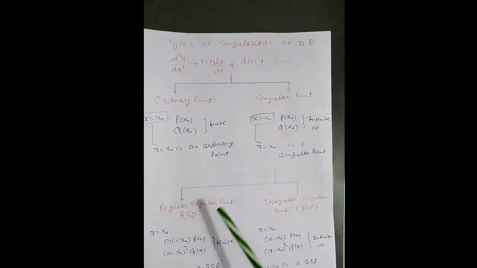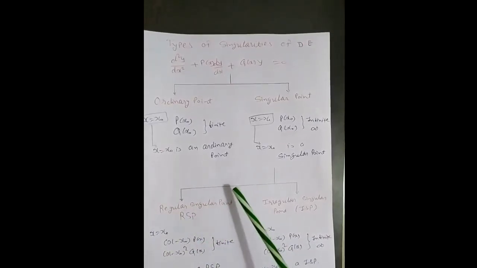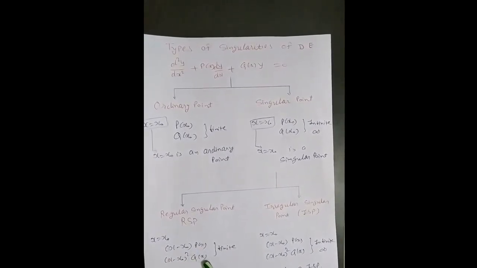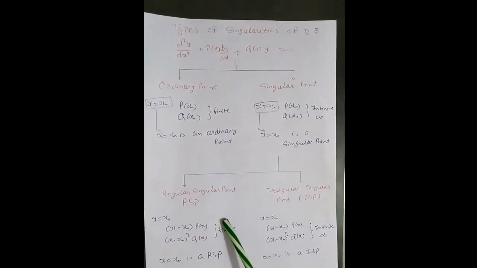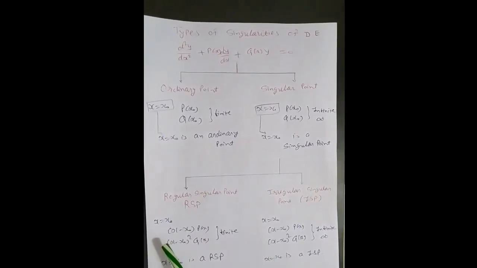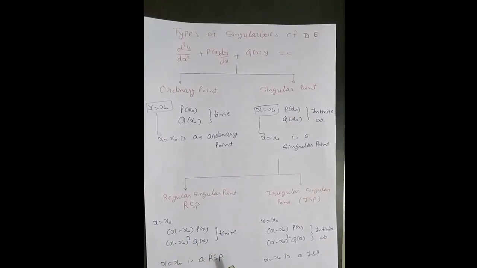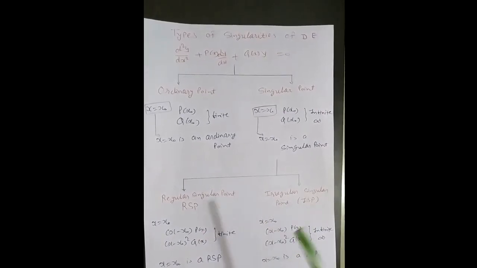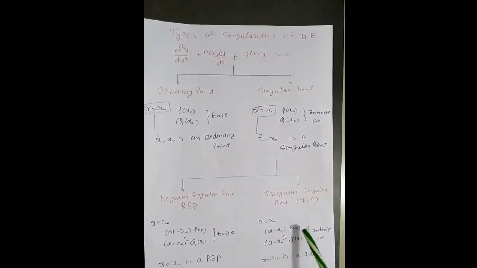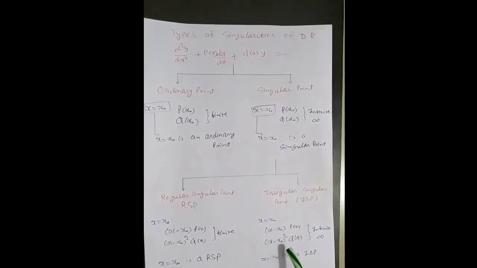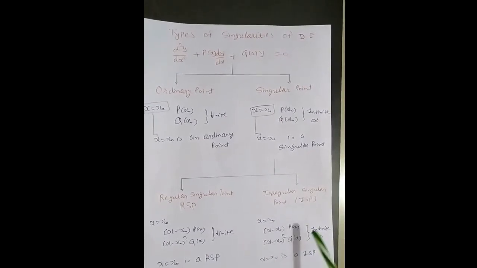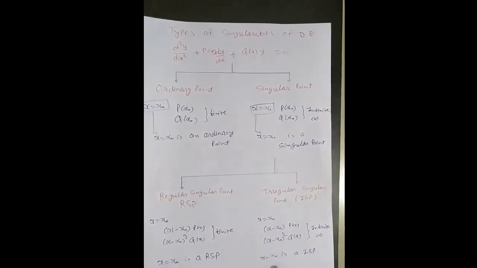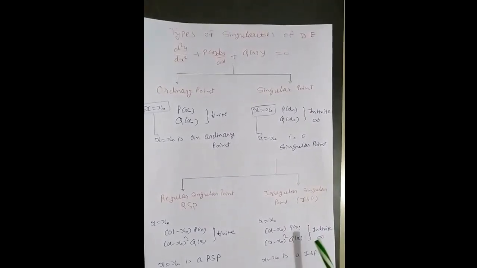Now put x equal to x0 in x minus x0 times p of x and x minus x0 square times q of x, and if the values are finite, then we can say that x equal to x0 is a regular singular point. And if we put x equal to x0 in x minus x0 times p of x and x minus x0 square times q of x and we get undefined, meaning infinite values, then we can say that x equal to x0 is an ISP.